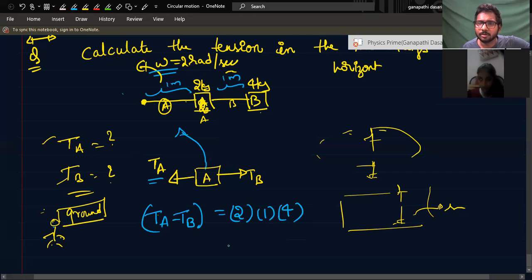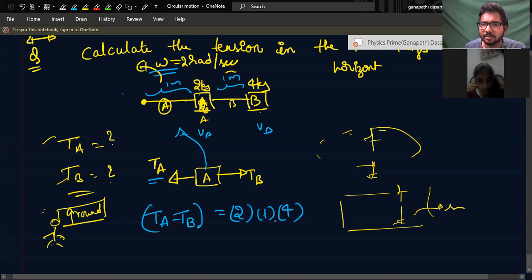If you take v, you will get m v square by r. If you want to take that, you will get va different, vb different. va is equal to r omega, 1 into 2 radian per second. vb is equal to r omega, that is 2 meters into 2 radian per second, 4 meters per second. You got it? If you use m v square by r as a formula, v will be different for A and v will be different for B. But omega will be the same for both of them. That's why I took omega directly.